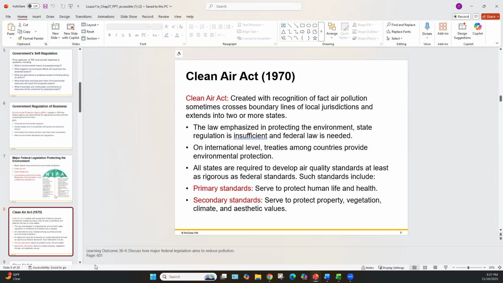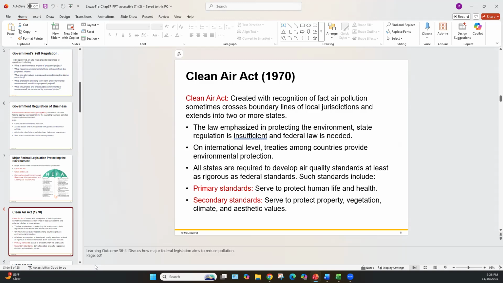The law emphasized that in protecting the environment, state regulation is insufficient and federal law is needed. So this is kind of where you see the federal government being big brother, if you will. That's kind of a term. It's not meant to be masculine or feminine. It's known as big brother. And this is it kind of keeping an eye on the state, and where the state's not quite as stringent or as rigorous as the federal law. So the federal law umbrellas this and oversees this.